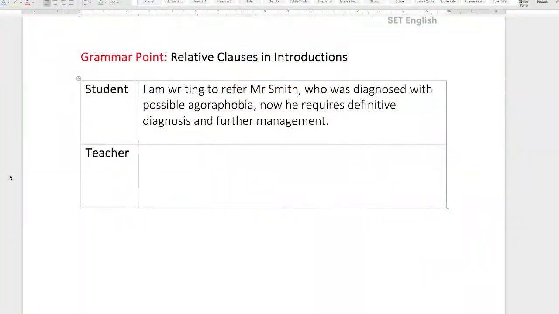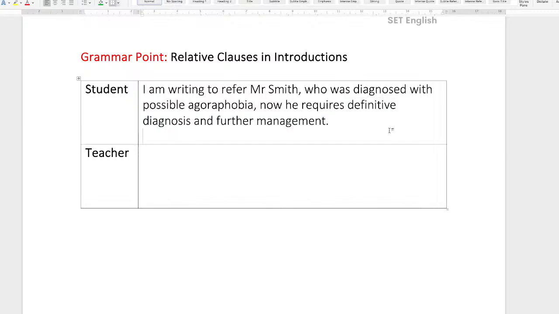All right, so look at that introduction. I am writing to refer Mr. Smith, who was diagnosed with possible agoraphobia. Now he requires definitive diagnosis and further management. Now, from a content perspective, that's perfectly good. There's no problem with it. We've got possible agoraphobia. That's good. He does have possible agoraphobia because it was written with a question mark. And we've got the purpose, which is definitive diagnosis and further management. So that's really good. That's exactly what we want from a content perspective.